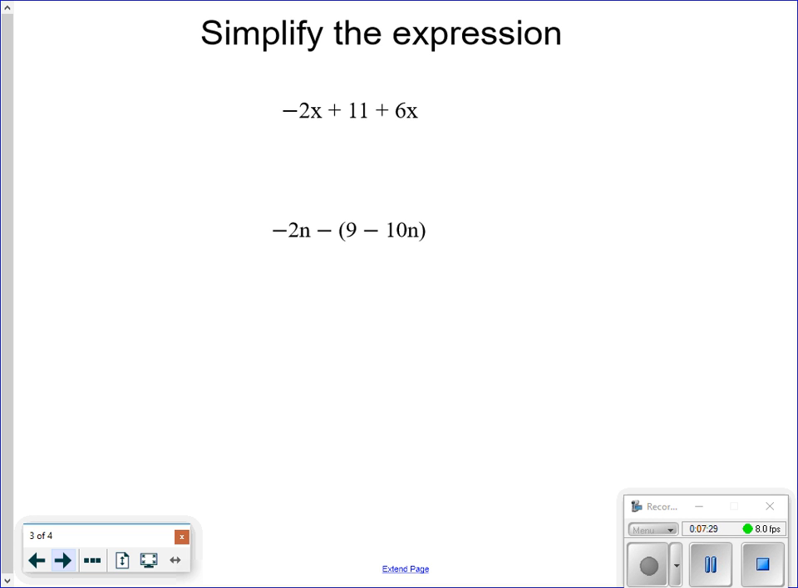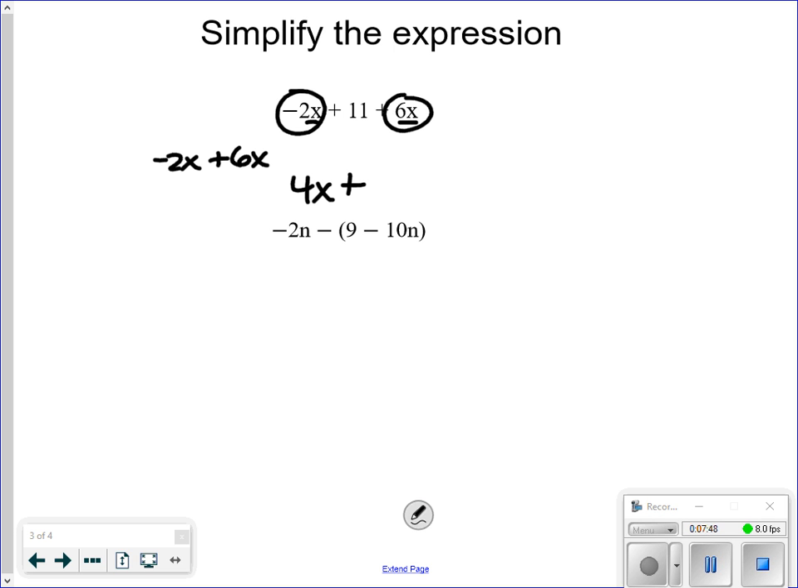So looking at this, I see a variable of x, and I see another variable of x. So these are my like terms. So what I just circled, my like terms, I add. So I'm going to do negative 2x plus 6x, which is 4x, and I have 4x plus 11. Now, can I do anything else? Can I do 4 plus 11? No, because they are not like terms, so you're done.